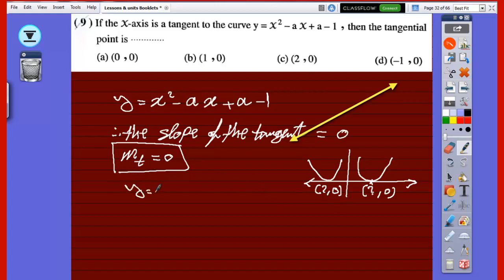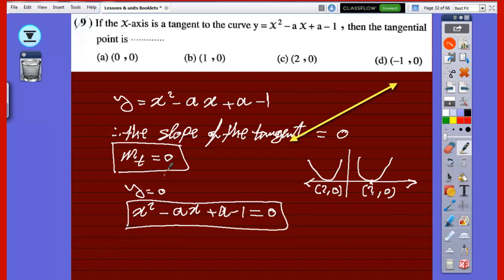So y equals 0. What does that mean? Substituting in the equation of the curve, x squared minus ax plus a minus 1 equals 0, and we'll keep it, okay, here. Now we will use these two equations, 1 and 2, to find the value of a.